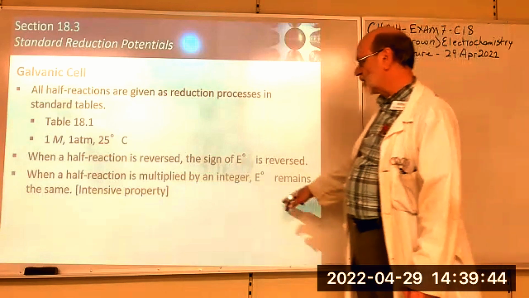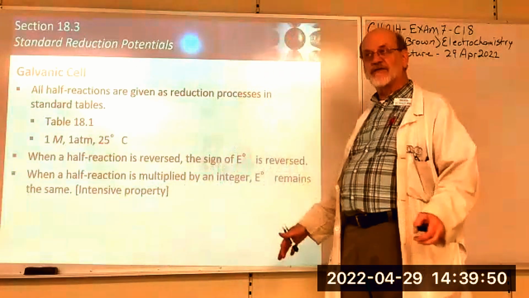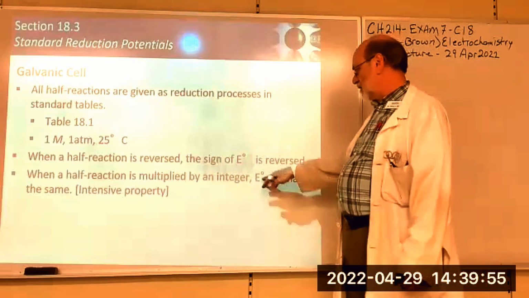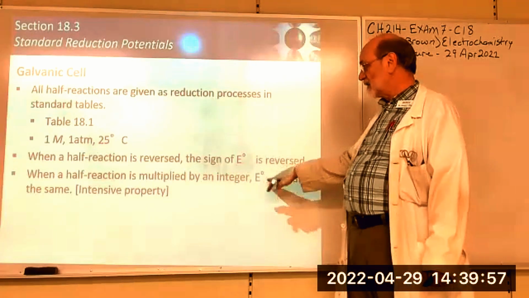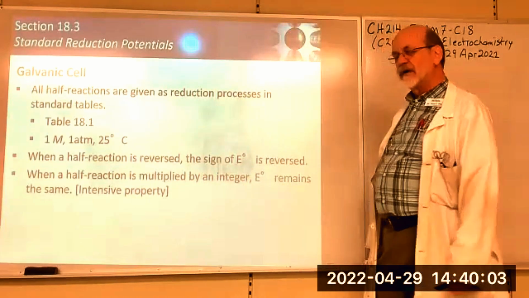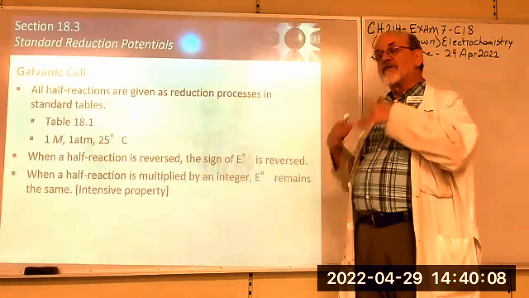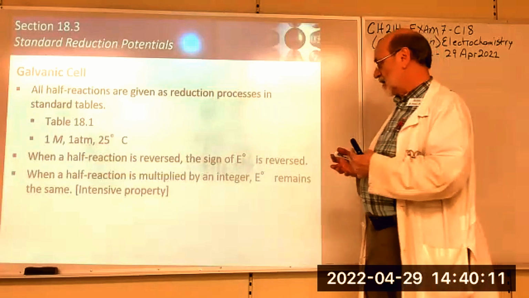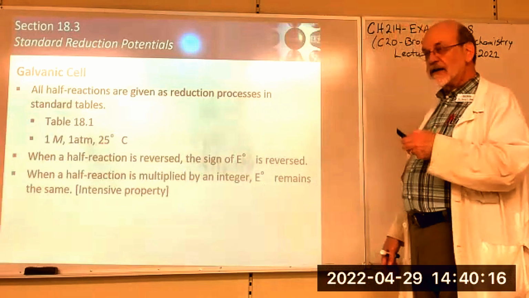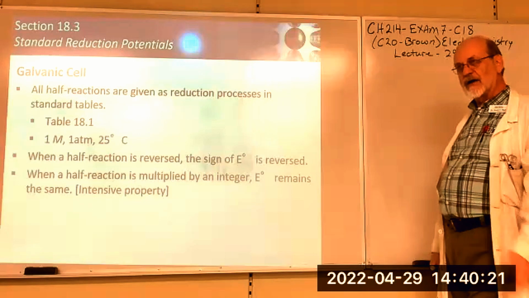So what happens to the voltage if the half reaction has to be multiplied by some constant value? Nothing happens. E0 is an intensive property. It doesn't change with amount. So if you're going to combine two half reactions and make an overall reaction, but one of them has to be multiplied by a constant, then it doesn't affect the E0 at all. It doesn't affect the half cell potential at all.